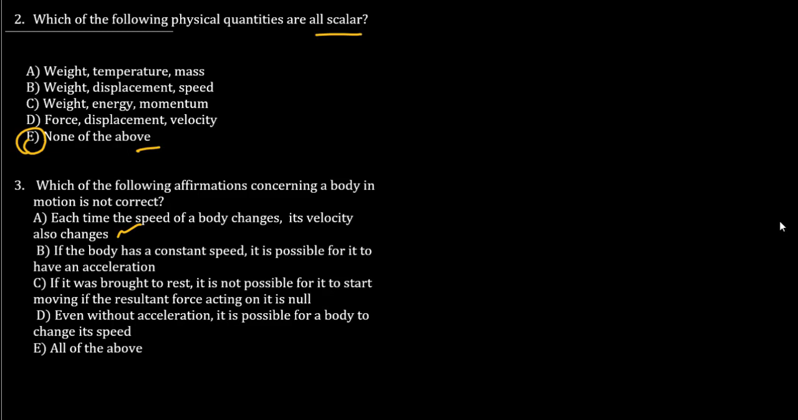Next, if the body has a constant speed, it is possible for it to have an acceleration. This option too is correct. In the case of circular motion, when the body is moving in a circular path, it has an acceleration called the centripetal acceleration, but throughout all of its motion it is moving at constant speed, and the direction of the velocity is always a tangent to the circle at all points. So option B is correct.